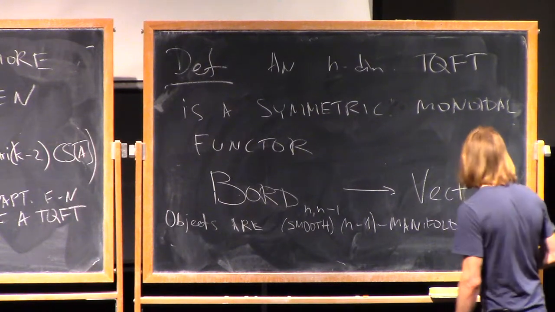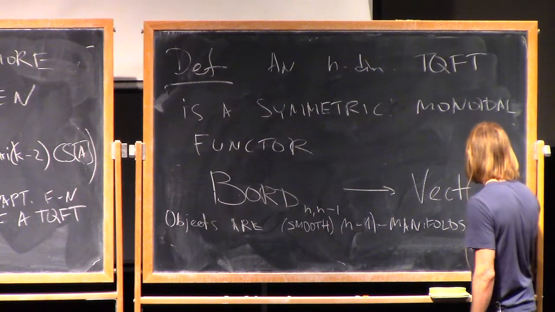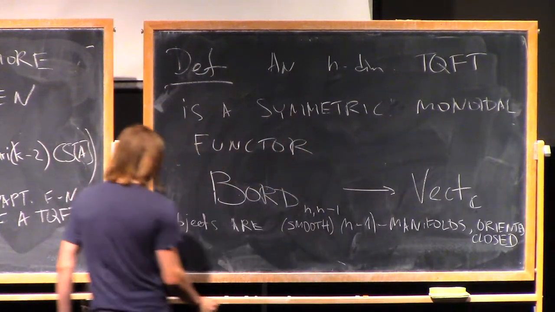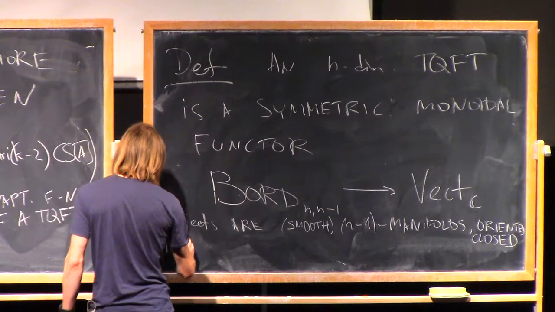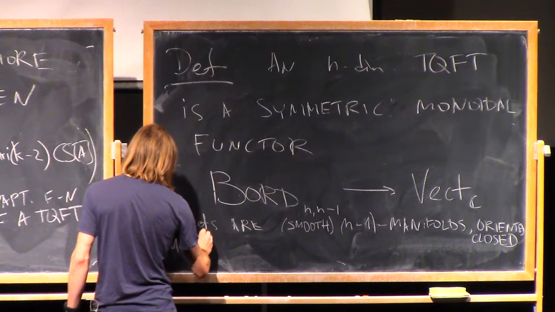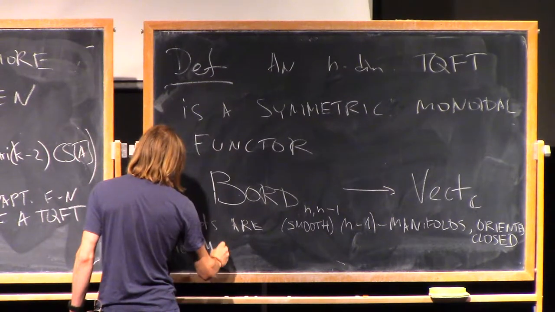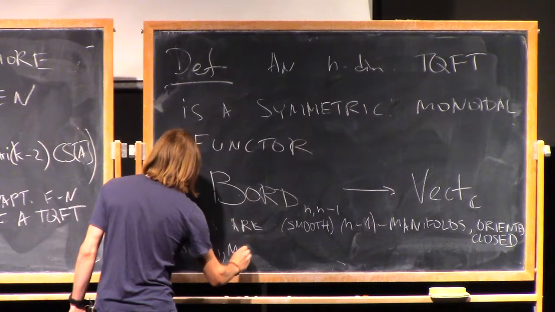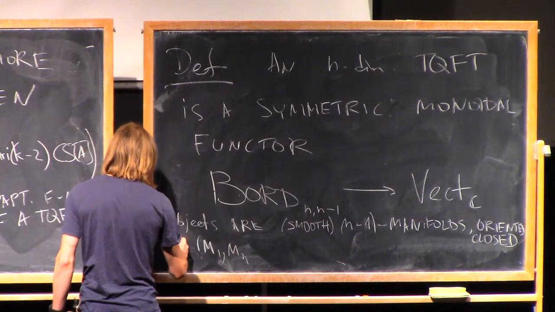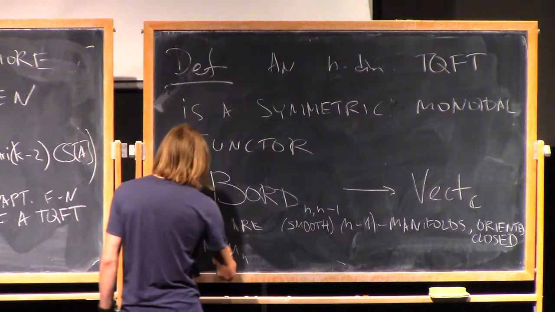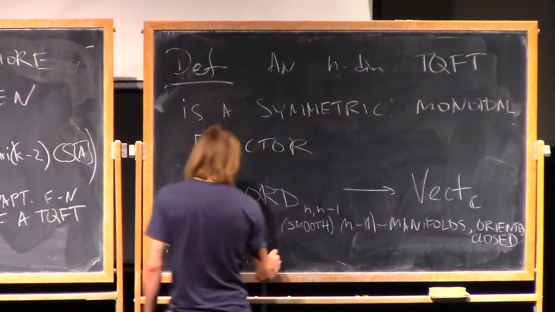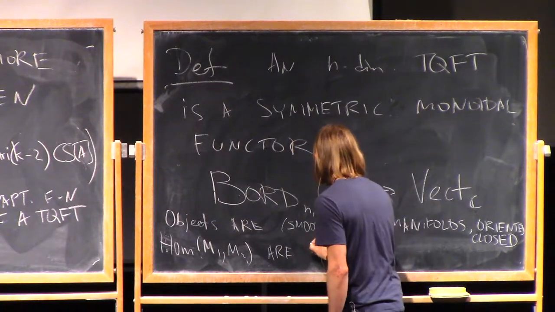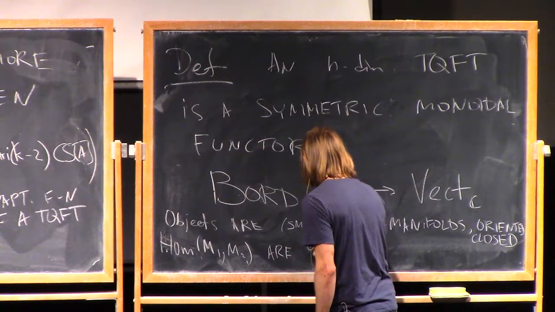So for me, this will always be oriented and closed. For now, morphisms, so a morphism from, let's say, M1 to M2, let me denote it by Hom. Homs from M1 to M2 are also oriented.